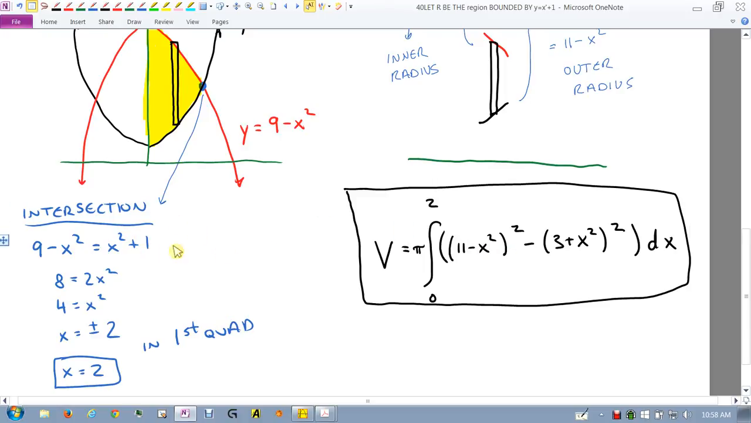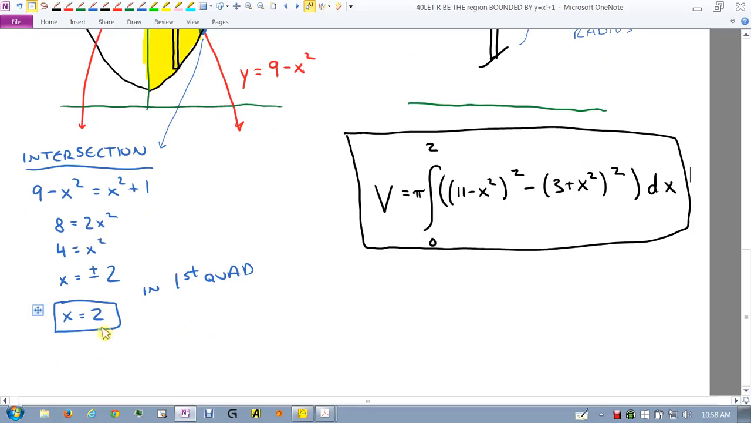Here's the intersection. You had to find the limits of integration, so you had to set the two functions equal to each other. It was a pretty simple quadratic. You didn't even have to do anything like factoring. You get 2 solutions, but only one of them is in the first quadrant.